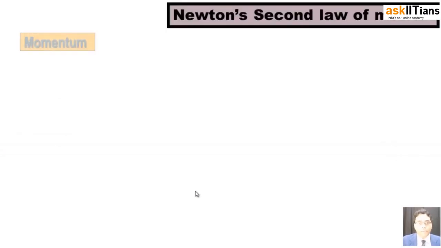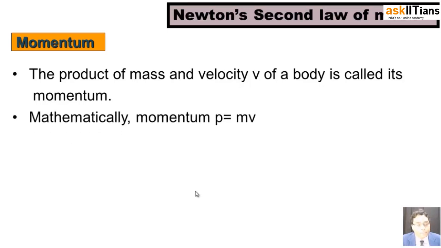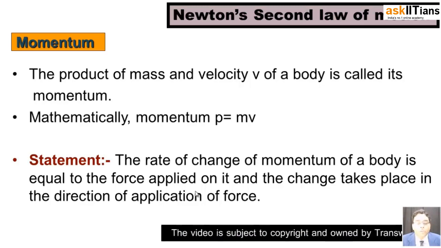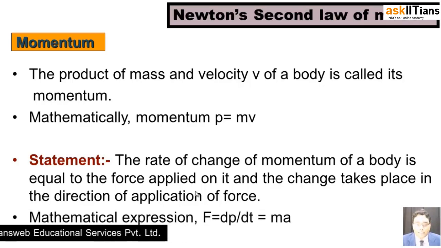Taking it further, we need to define it in terms of momentum, like I mentioned. So what exactly is momentum? Momentum is nothing but the product of mass and velocity of a body. The product of mass and velocity at any particular point is what is defined as the momentum at that point. Mathematically, momentum P is equal to mass into velocity. Therefore, Newton's second law of motion says that the rate of change of momentum of a body is equal to the force applied on the body, along the direction of the application of force. That is what is defined as Newton's second law.